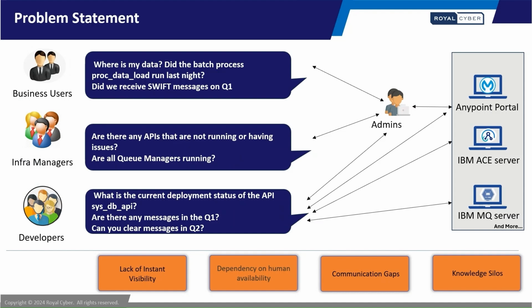Here we can see all these types of users are interacting with the admin, and the admin is interacting with the server. It causes lots of communication gaps and dependency on a human being. All of these users have no idea about the technical terms and queries the admin could run on these platforms to bring the details. So the idea behind building this copilot is to replace the admin and provide ease of access to the data to all the other users like business users, infrastructure managers, and developers, or it could be the admin as well.